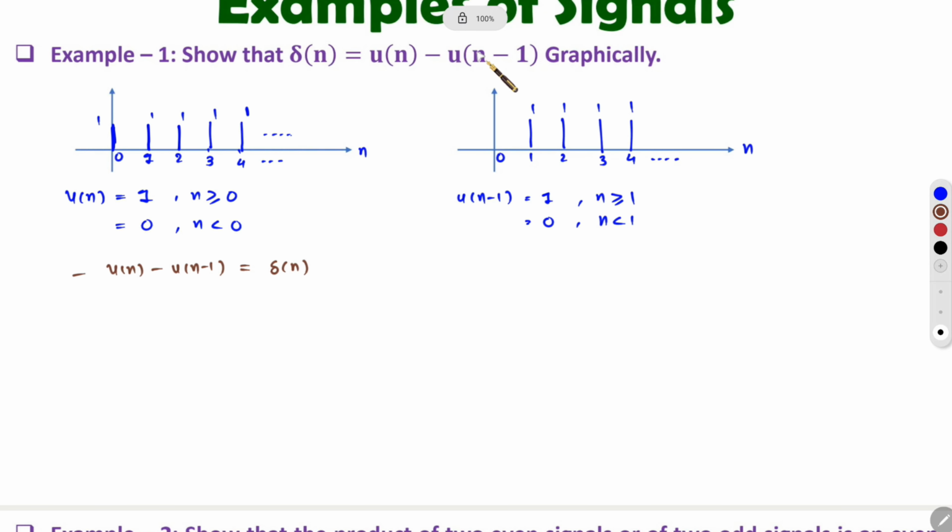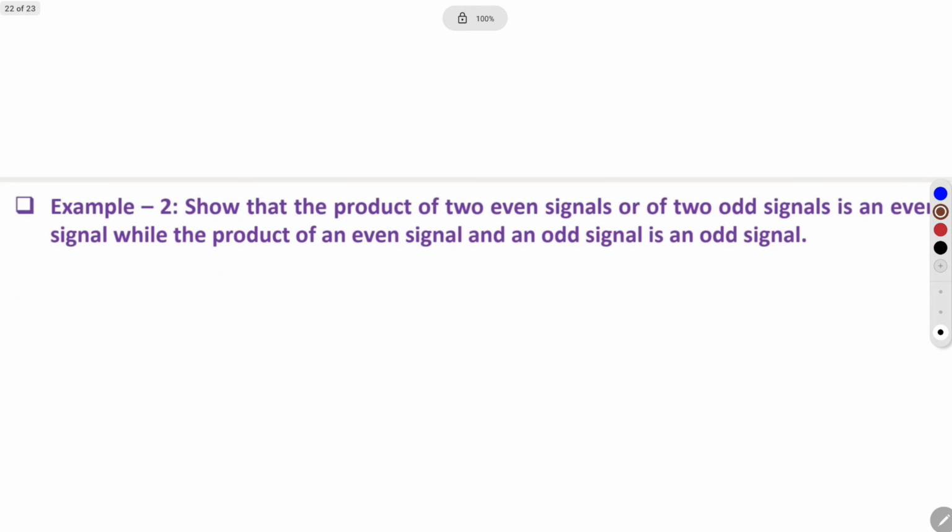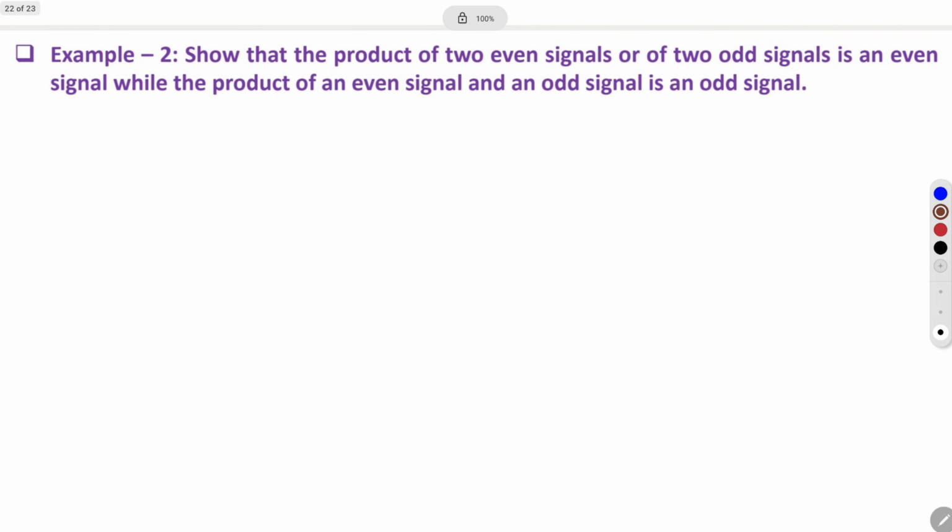Now let me solve question number 2. See here in question 2, we need to show that the product of two even signals or two odd signals is an even signal, while the product of an even signal and an odd signal is an odd signal.